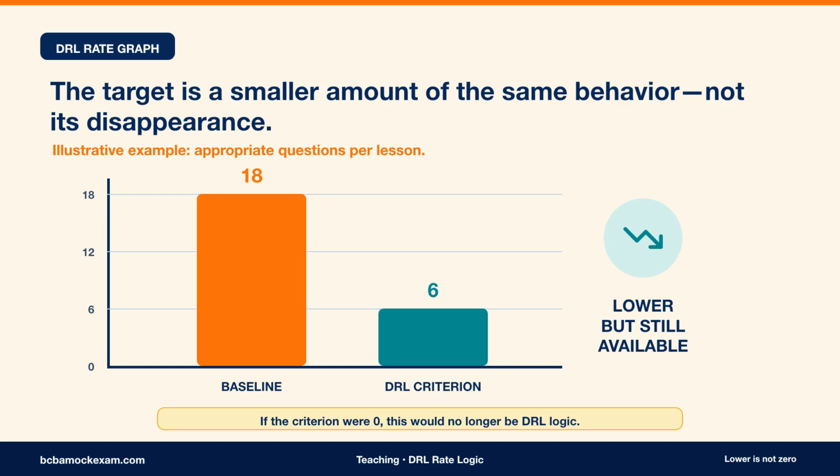This graph shows questions decreasing from 18 to a criterion of 6 while the same response remains available. That is DRL logic. A downward trend alone does not prove DRL. The programmed rule must reinforce a lower permitted rate. If the requirement is no occurrences, the relation is DRO.